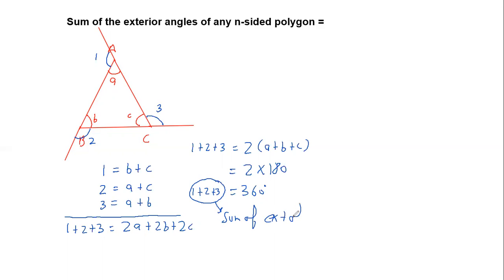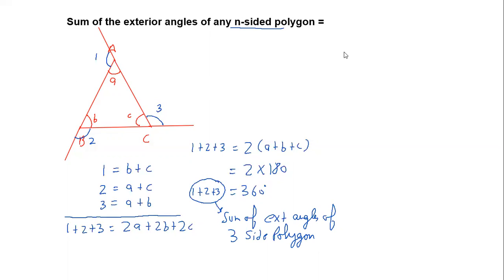So I can say the sum of exterior angles of a 3-side polygon. Triangle is nothing but a 3-side polygon. Now I just derived the sum of exterior angles of a 3-side polygon, but the question is asking me the sum of exterior angles for any n-side polygon.